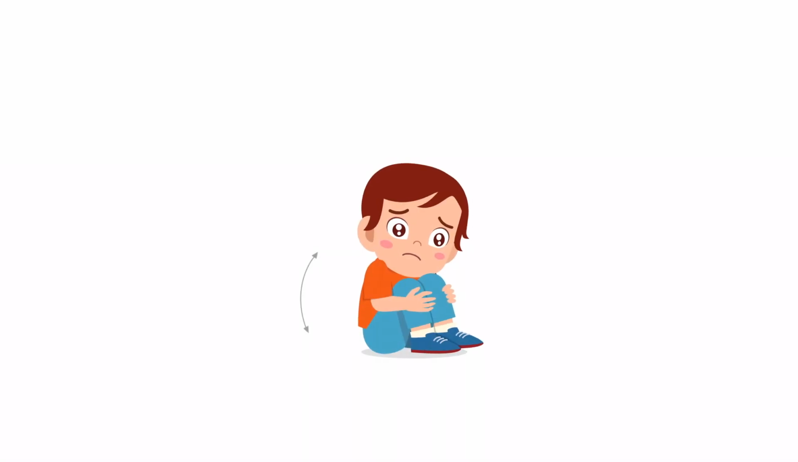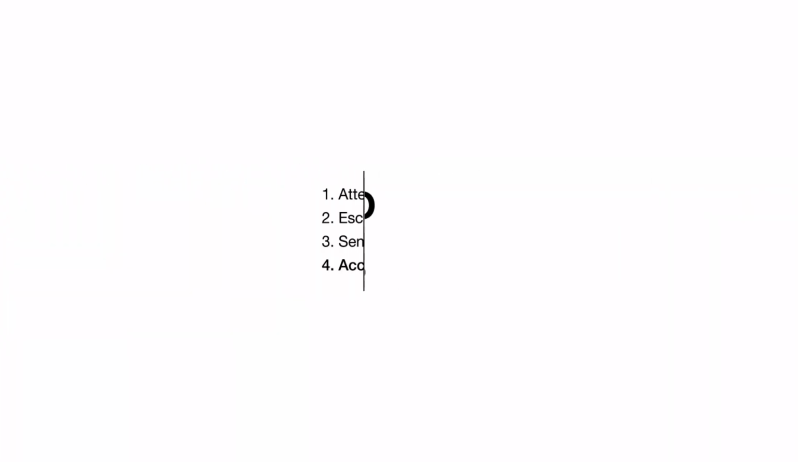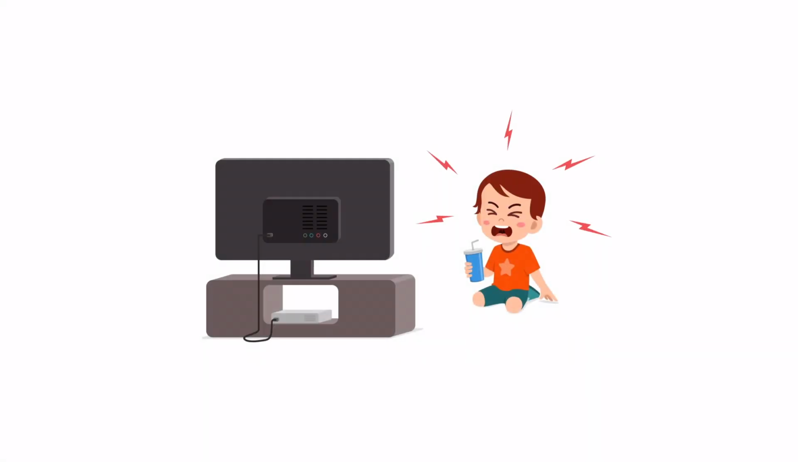3. Sensory stimulation. Some behaviors stimulate or dull the senses in a way that feels good to the child. For example, a child might rock or hum because it feels calming to them. 4. Access to tangibles. A child may display a certain behavior to gain access to a specific item or activity that they enjoy. For example, a child may tantrum to get their parent to turn on the TV.